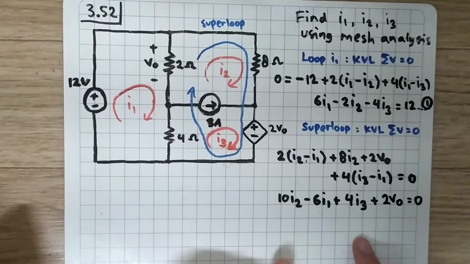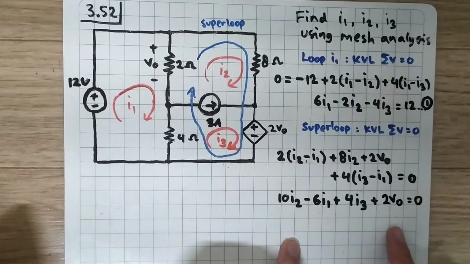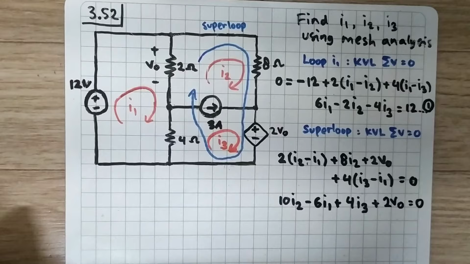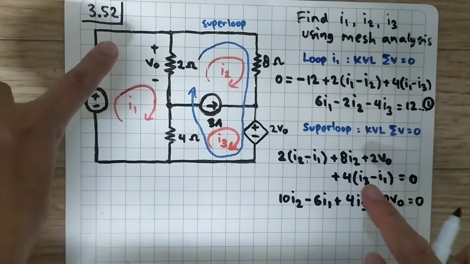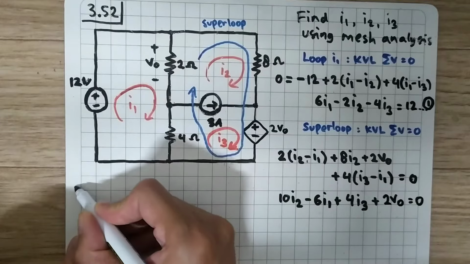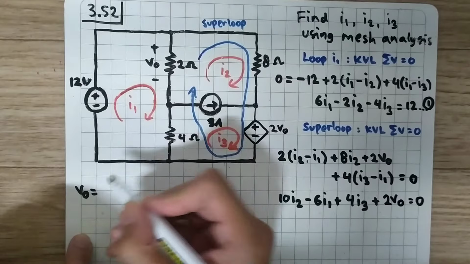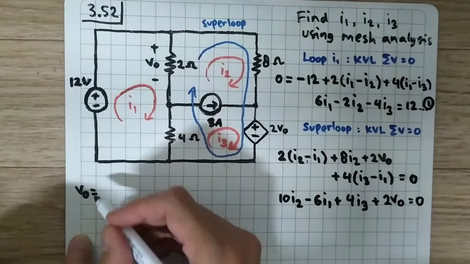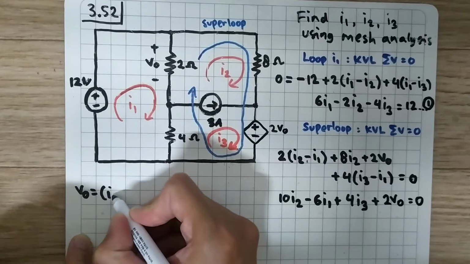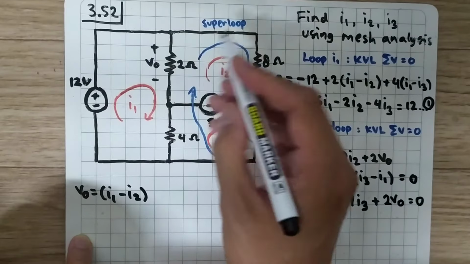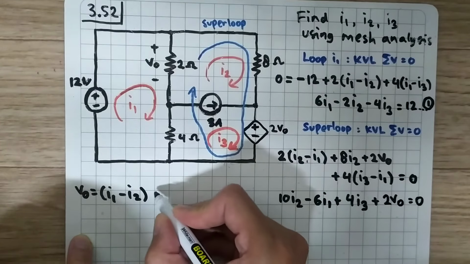And how about V0? What can we do about it? Okay, the V0 is by Ohm's law. We can calculate V0 here. If we look at V0, it is the resultant of I1 minus I2, or vice versa, times 2 ohm.